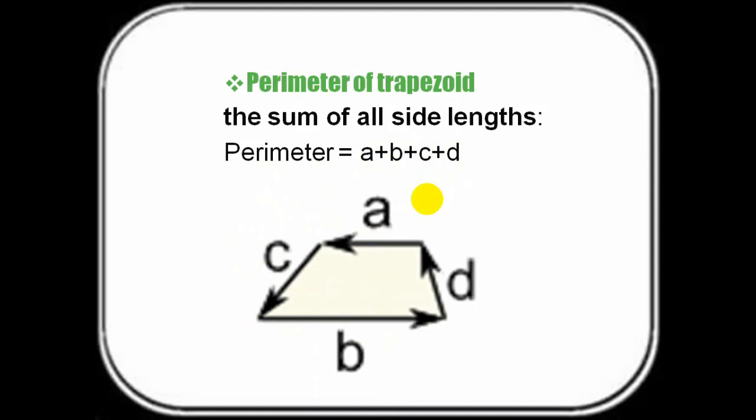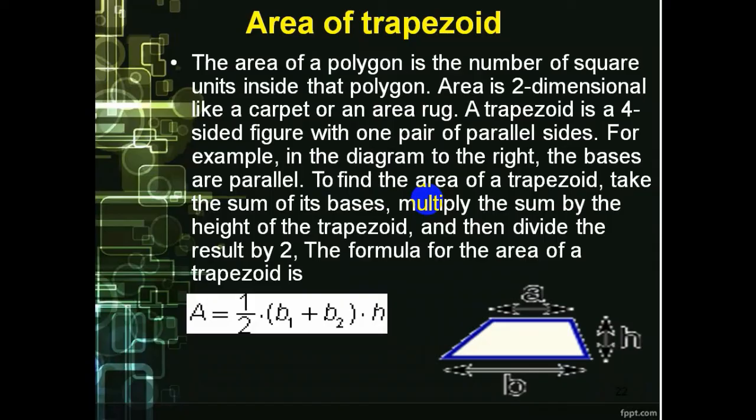But the area formula is different for each geometrical figure. So the area of a trapezoid will be equal to the bases, meaning the parallel sides, the sum of the parallel sides multiplied by the height, divided by 2. The area of a polygon is the number of square units inside that polygon. Area is two-dimensional, like a carpet or an area rug.